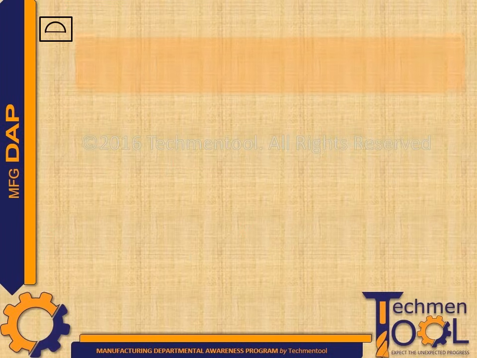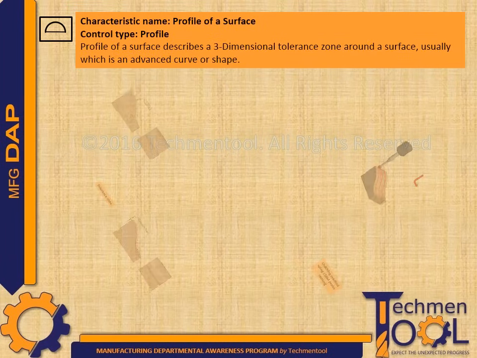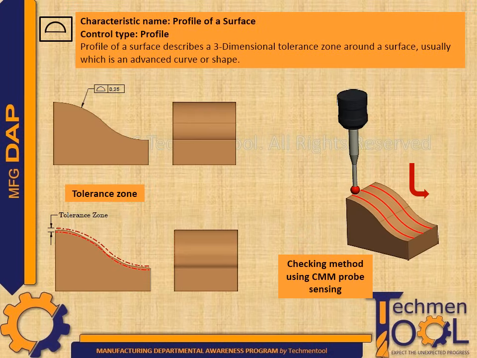Let us study profile of a surface characteristic. Its control category is profile type and it controls the profile of a surface by describing a three-dimensional tolerance zone around a surface, usually an advanced curve or shape. In the given example, the tolerance zone of 0.25 of the curved feature will be measured using a CMM by moving its probe on the surface of the feature, taking necessary reference points as shown in the picture, and it automatically calculates the actual profile of the surface value. That value should be within the tolerance zone.